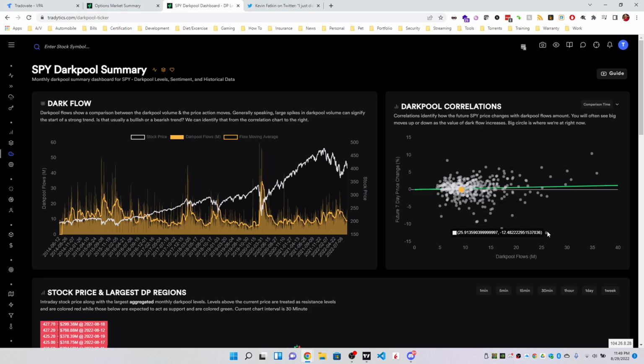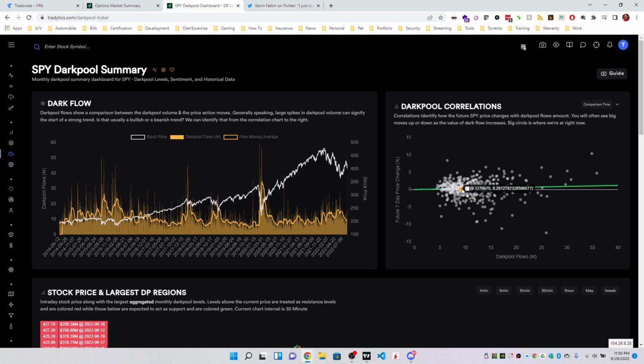Now, we can also see down here, again, we don't necessarily know sentiment, so we're using volumes here. We can see that when we had almost 26 million worth of dark pool flows coming in, we had a negative 12% drop in SPY's price. So that gives us these historical correlations. Now we can actually look at where we're at now, which is this orange dot, and get an idea of how SPY's price will change as volumes change.